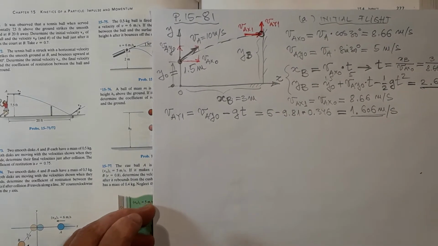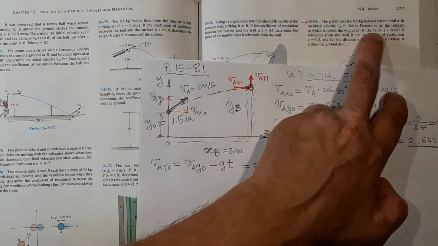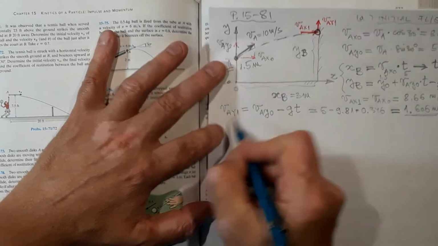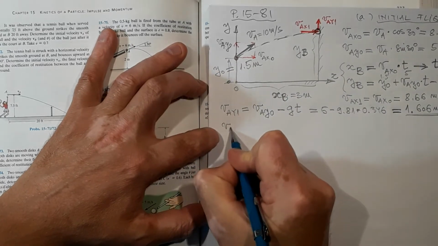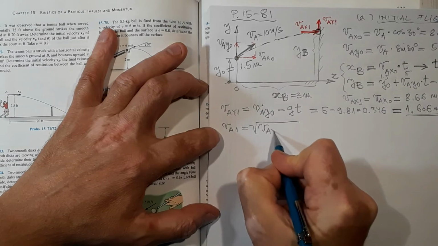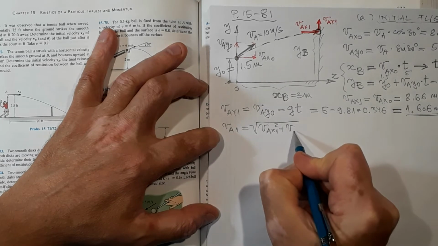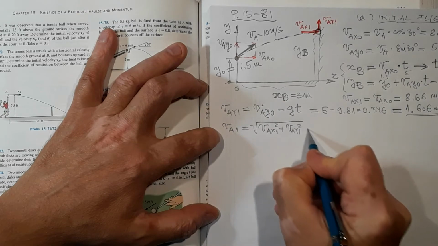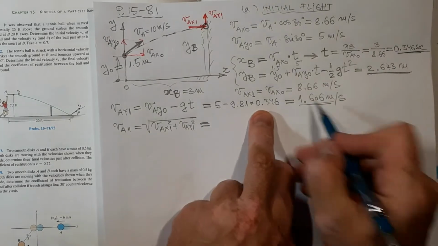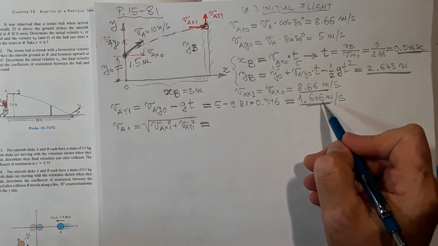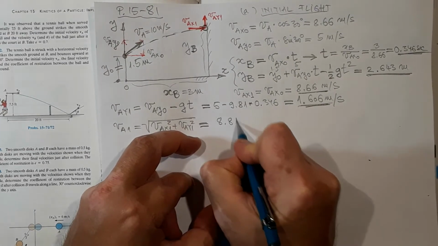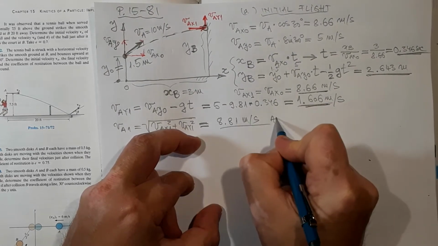To calculate the velocity at which it strikes the wall, since we have orthogonal components, the velocity of A right before striking the wall is the square root of VAX1 squared plus VAY1 squared. I have the values for this one and this one. I squared them, and it looks like it's 8.81 meters per second. This is the answer for part A.